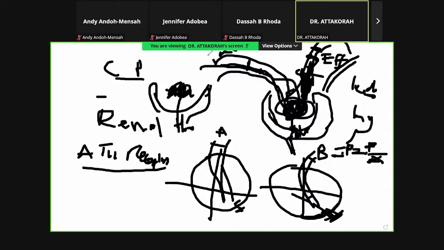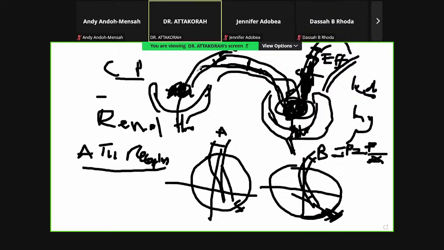And I'm saying that the efferent arteries, the vessel which is taking blood away from the Bowman capsules after the filtration, predominantly have AT2 receptors. What is the function of angiotensin 2? To cause vasoconstriction.